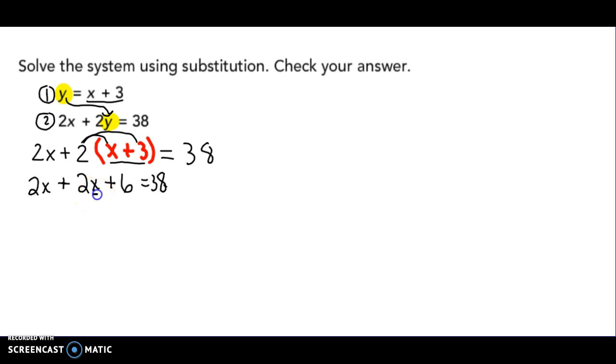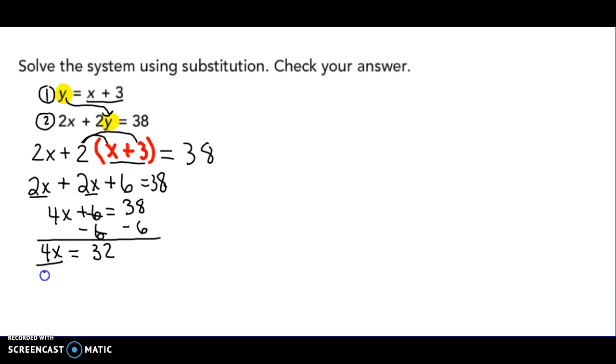Now I can combine my like terms. 2x plus 2x is 4x plus 6 equals 38. So remember, solving one-step equations or two-step equations, take the inverse of positive 6, which is negative 6, from both sides. So I have 4x, these cancel, equals 32.